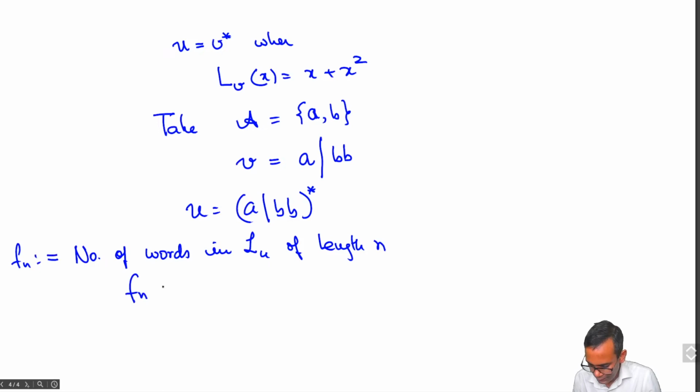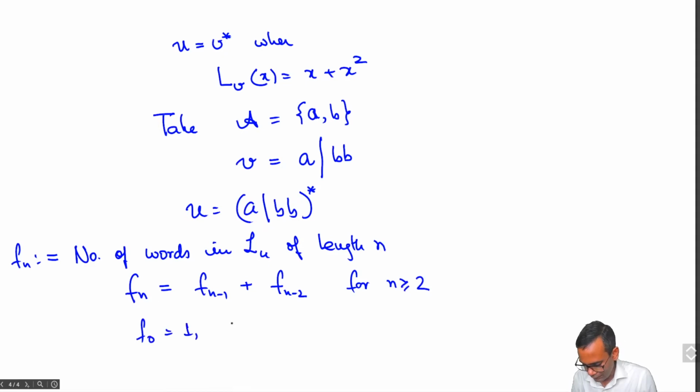Then what we have is f_n. If you have a word of length n, either it ends with a, in which case it is obtained from a word of length n minus 1 by putting an a at its end, or it ends with bb, in which case it's obtained from a word of length n minus 2 by putting bb at its end. This certainly holds if n is greater than or equal to 2. And the base case is f_0 equals 1, the empty word, and f_1 equals 1.